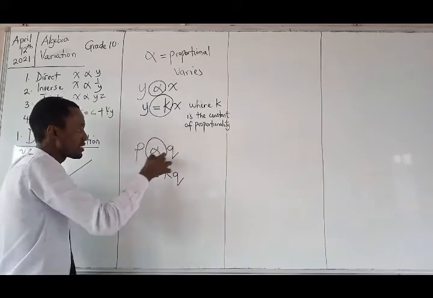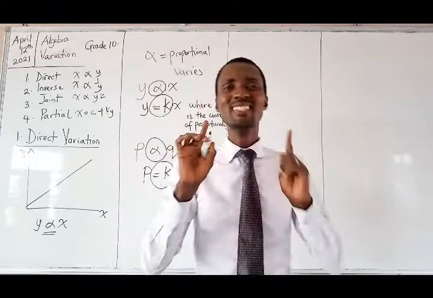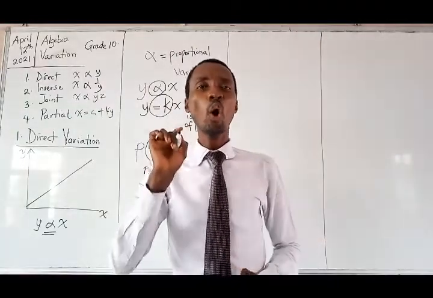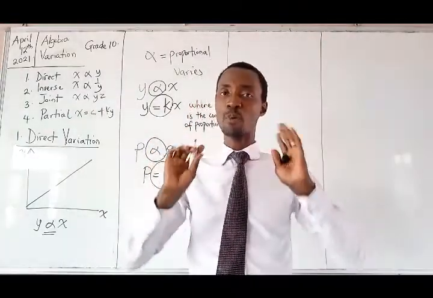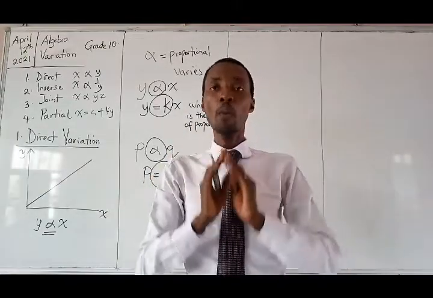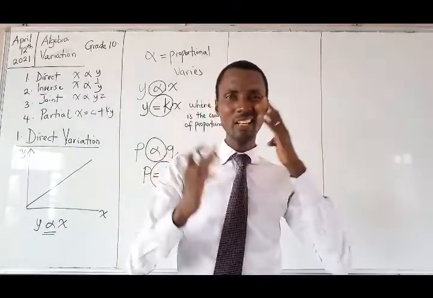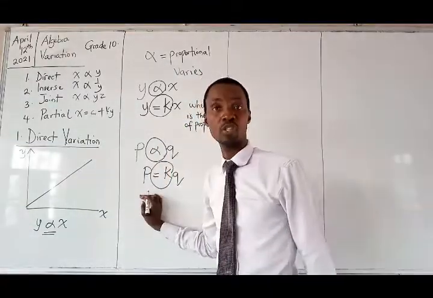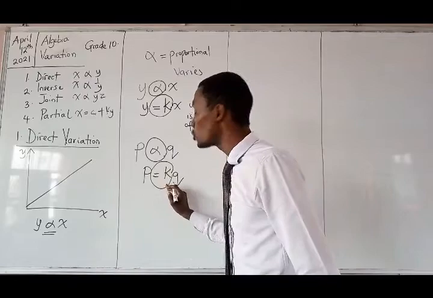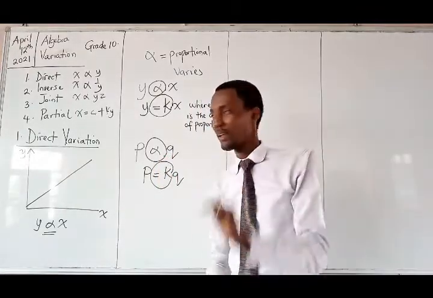I have replaced this with what? This. For variation, except otherwise stated, we always use k as a constant of proportionality. Doesn't mean we cannot use any other thing, we can. But for purpose of simplification and everyone being on the same page when it comes to this topic, we would use what? K.